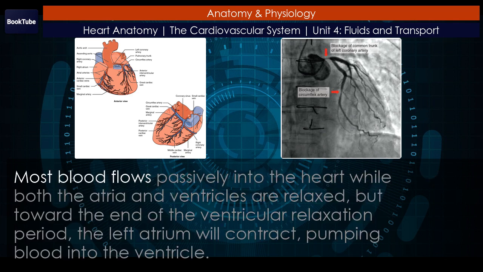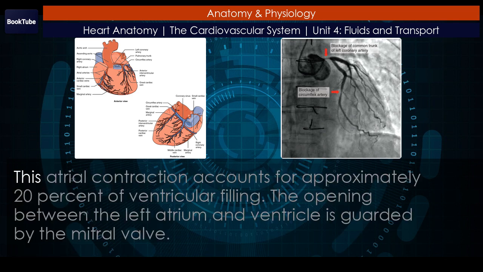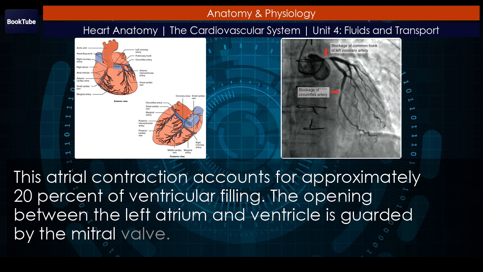Most blood flows passively into the heart while both the atria and ventricles are relaxed. But toward the end of the ventricular relaxation period, the left atrium will contract, pumping blood into the ventricle. This atrial contraction accounts for approximately 20% of ventricular filling. The opening between the left atrium and ventricle is guarded by the mitral valve.